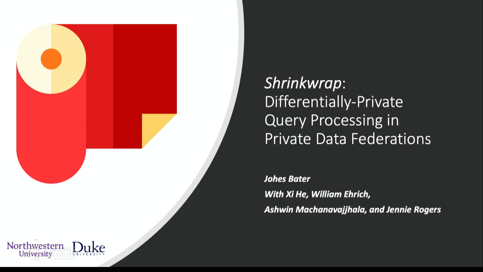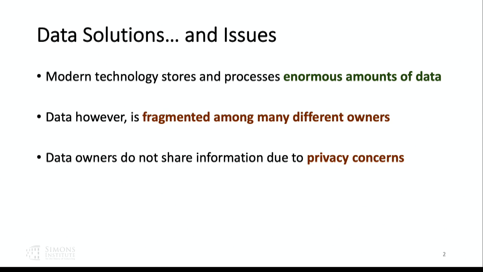So we'll first do a quick setup. Data is important. There's a lot of it. With modern technology, we can store and process enormous amounts of data we couldn't before. And so there's a lot of benefit and value now associated with data. The problem is that it's fragmented amongst many different owners. This is mostly because there are a lot of security and privacy issues. You can't just have data all over the place. In the news, we see Facebook, Yahoo, Uber, all these issues with data breaches. And so people are really hesitant to share the data, even though it has all this value.